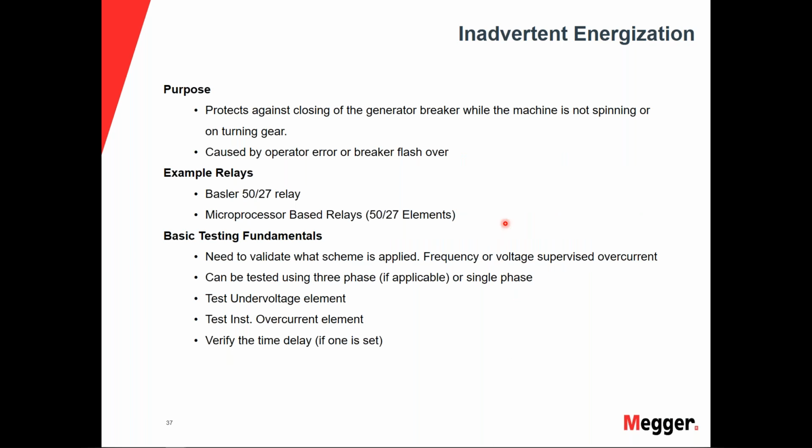So what are we protecting against? We're protecting against a machine when it's not spinning or on turning gear, or operator error or breaker flashover. The breaker flashover is when, like I was saying, the generator is moving up to speed, and the breaker poles inside the generator breaker flash over due to an insulation breakdown inside the breaker itself. That could accidentally energize the generator while it's getting up to speed.